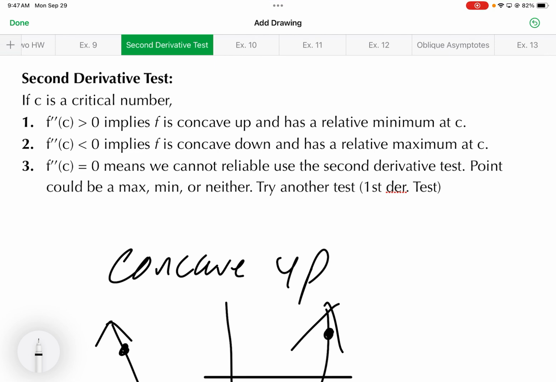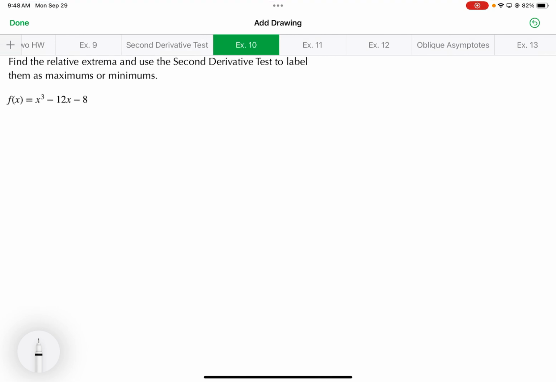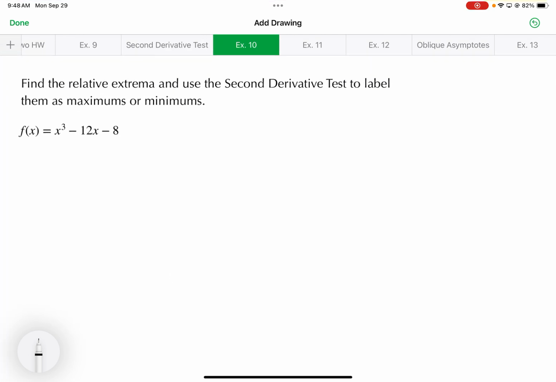And if you plug that value into your second derivative and it's equal to 0, your second derivative test is inconclusive. It could be a min, could be a max, could be neither. You got to use your first derivative test in order to figure it out. Okay? All right. So we're going to do some examples where we do exactly that. We just do what's called the second derivative test to determine whether our relative extrema are mins or maxes.